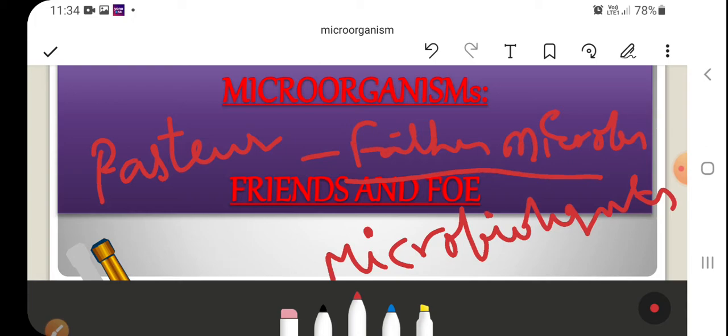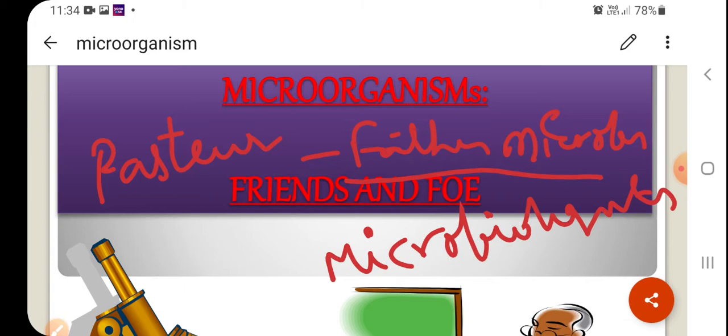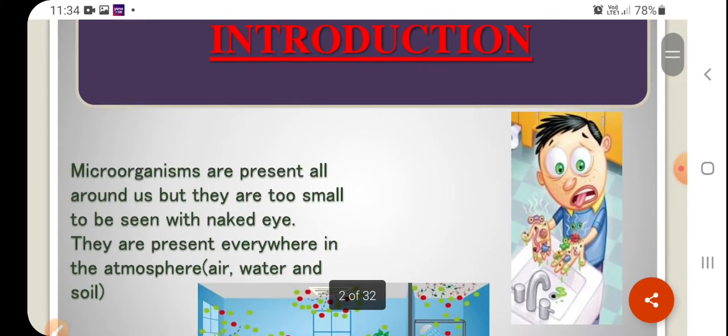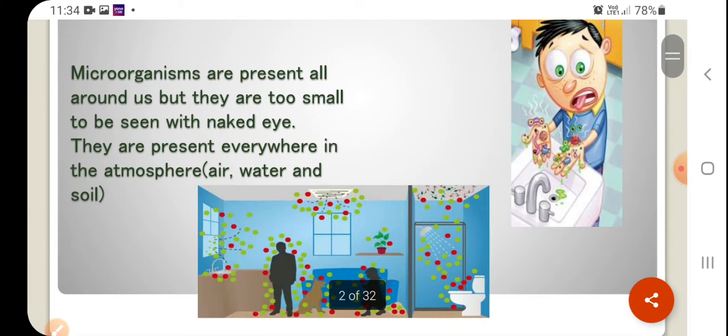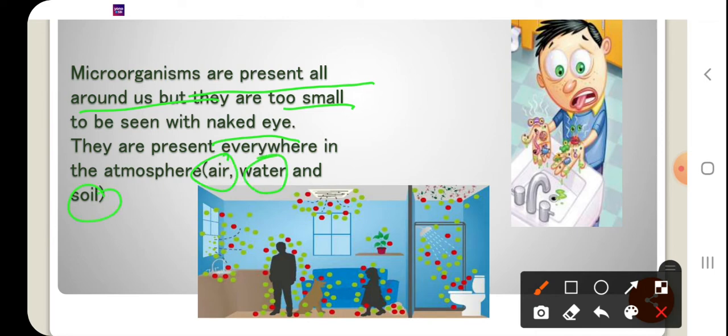Now after this, the second point is, as we came to know where these microorganisms are present. These microbes are present everywhere around us. As they are too small, you cannot see them with the naked eye. They can be seen in the air, in the water, and even in the soil.